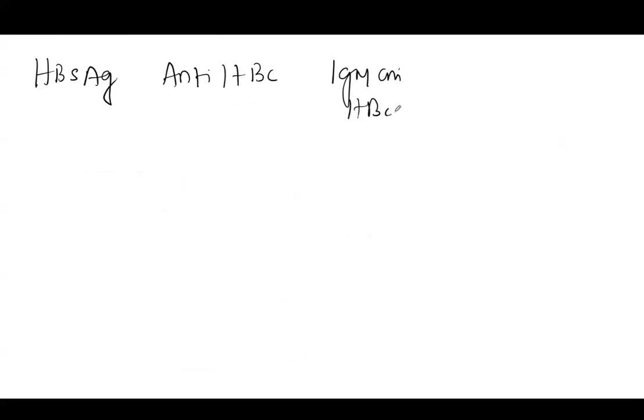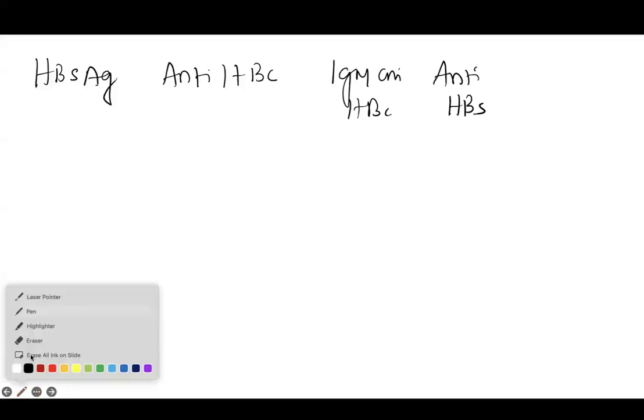Now comes the interpretation. I'll put a very simple table. Here is HBsAg. Here is anti-HBC. Here is IgM anti-HBC. Here is anti-HBS. Hope my handwriting is clear, or should I make it clearer? Okay, I'll make it clearer for you. Rather, I'll write in caps.